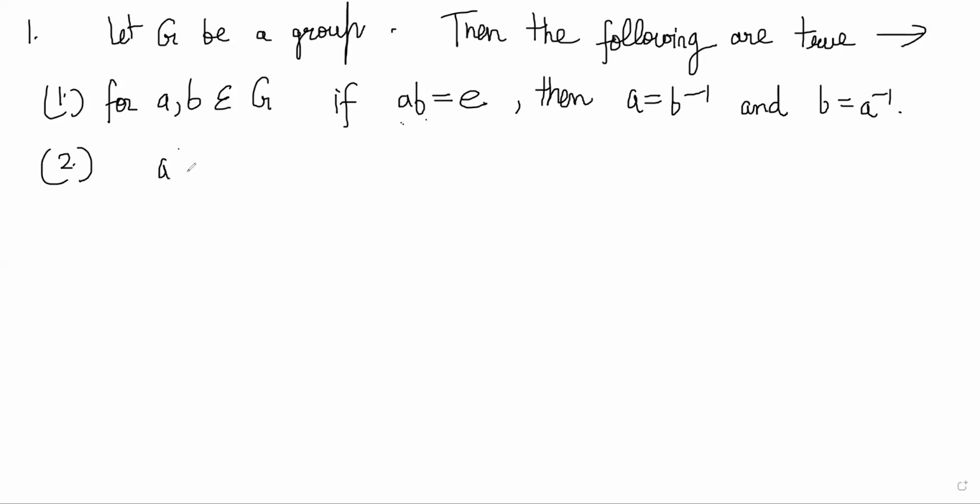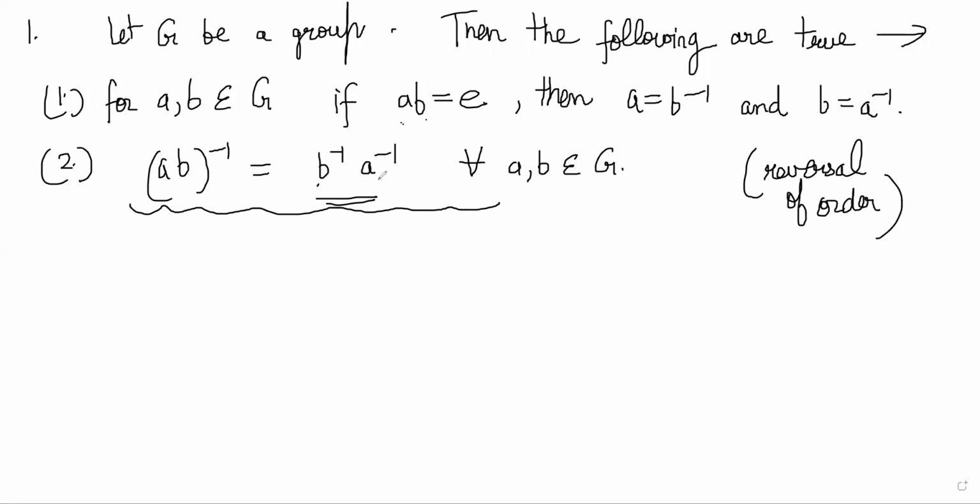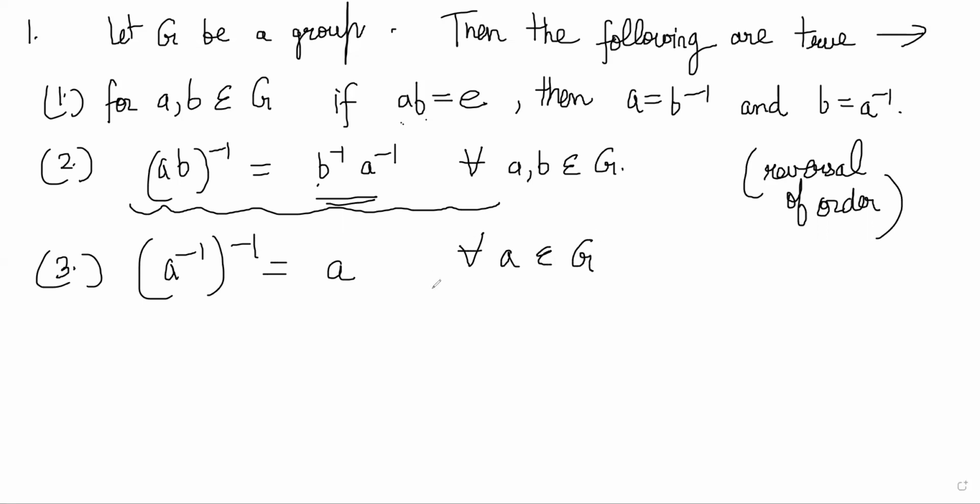The second property is (AB) inverse is B inverse A inverse for all A, B belonging to G. This can be proved pretty easily. You just multiply (AB) inverse with AB and see whether it becomes E or not. It will become E only if you write it as B inverse A inverse. So you need to know about this reversal of order. (AB) inverse, you write as B inverse A inverse, not A inverse B inverse. The third property is the inverse of A inverse is simply A for all A belonging to G.